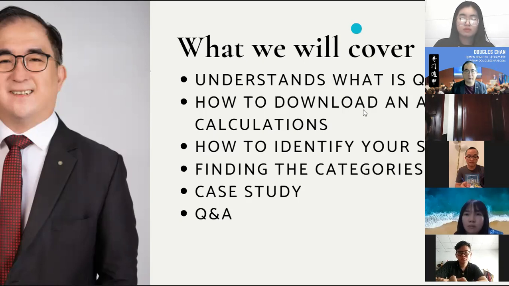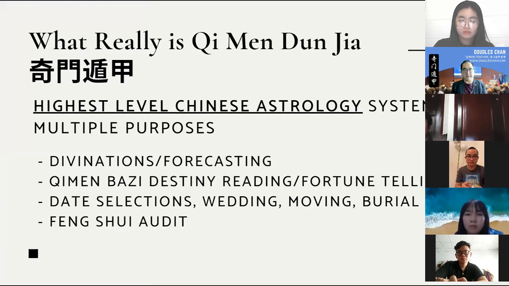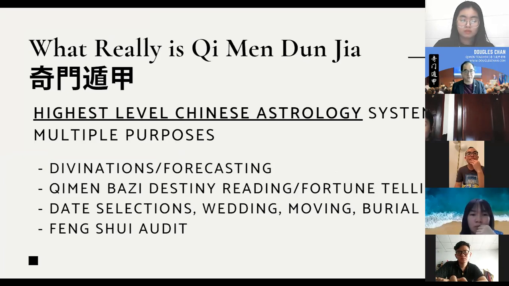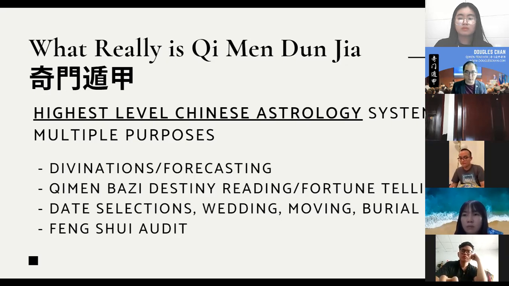So let's move on. What is really Qi Men Dun Jia? In China, this is the highest level of astrology, and it can be used for multiple purposes. Divination, we call it forecasting or prediction. Parts of destiny, that means fortune telling. Based on your birth date and birth time, I'm able to tell your future and what's going to happen next in your career. We also talk about date selection: a wedding, moving into a house, or a burial for the dead. There will be selecting of a date and time to ensure that the energy is the best.